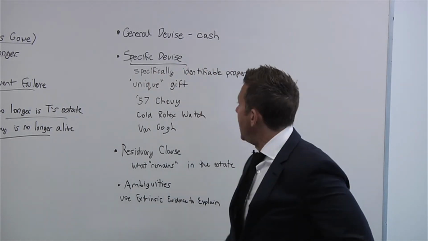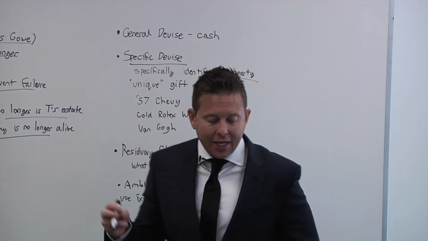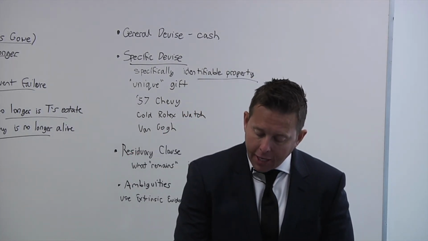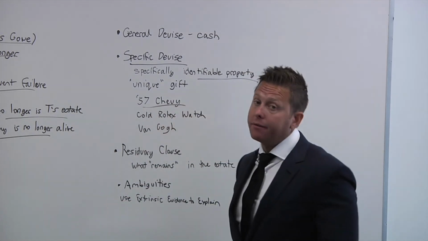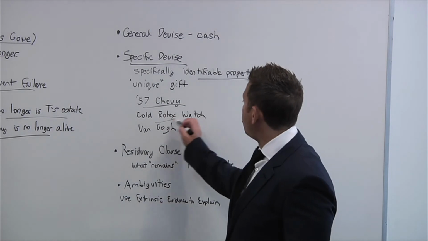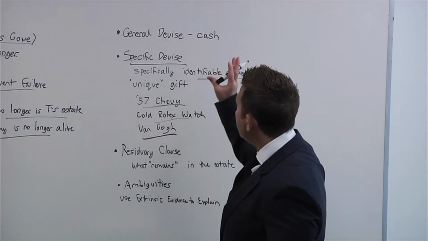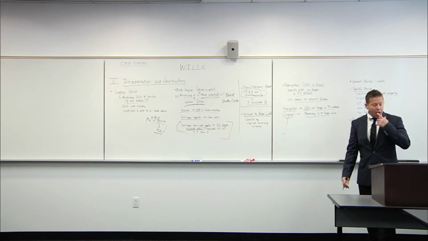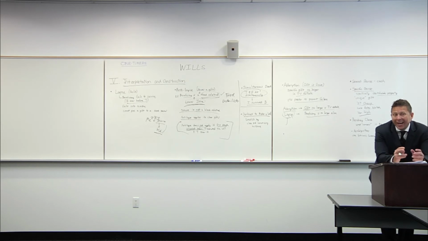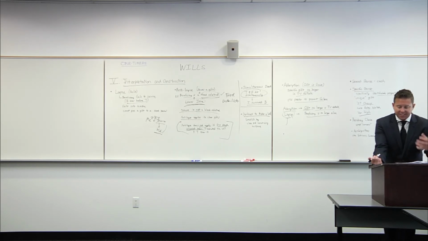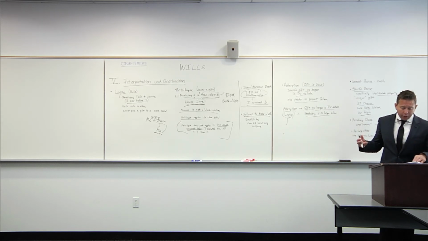Specific devise, that's a specifically identifiable property. Think of it as a unique gift. And what are some types of unique gifts? A '57 Chevy, that's about as unique as you get. Gold Rolex watch, pretty unique. A Van Gogh painting, those are all specific devises. So a specific devise is a gift of specifically identifiable property. It's a distinct gift distinguishable from others in the estate or the will.